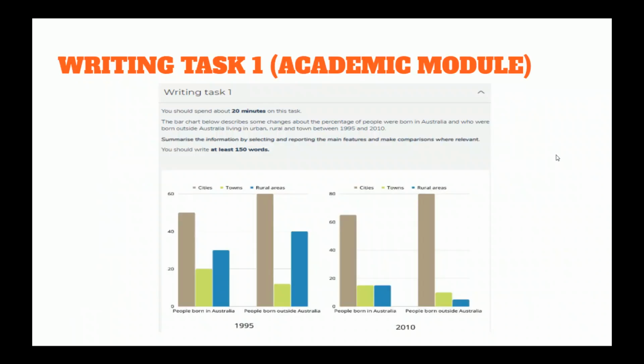All right, here are the promised examples I mentioned. For the academic module task 1 writing, you will see these sorts of graph. And all you really need to do is summarize the information by selecting and reporting the main features and make comparisons where relevant. You are required to write, of course, at least 150.